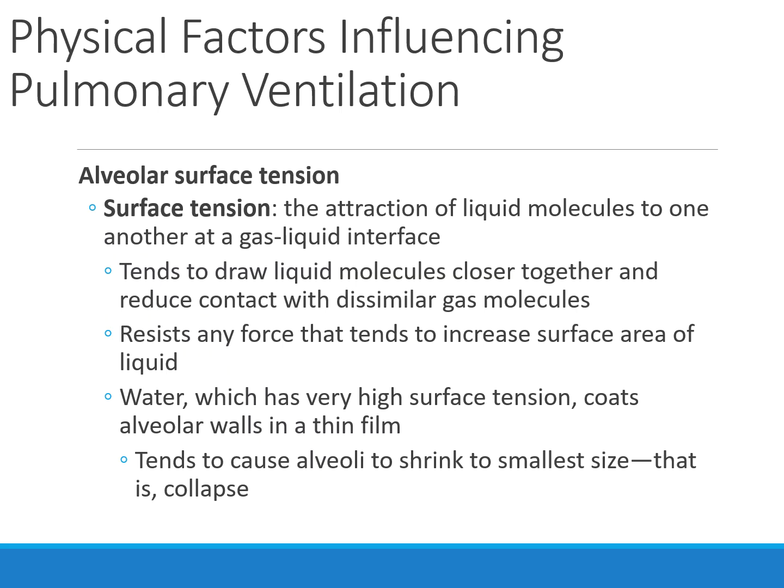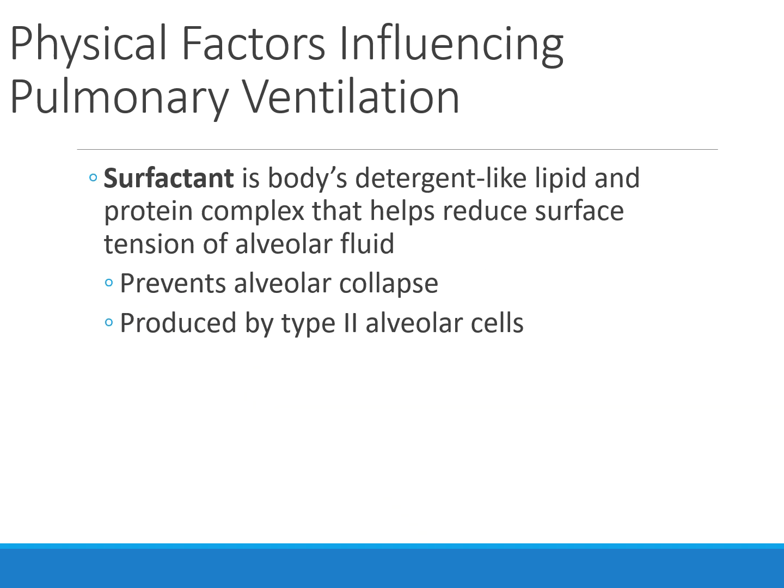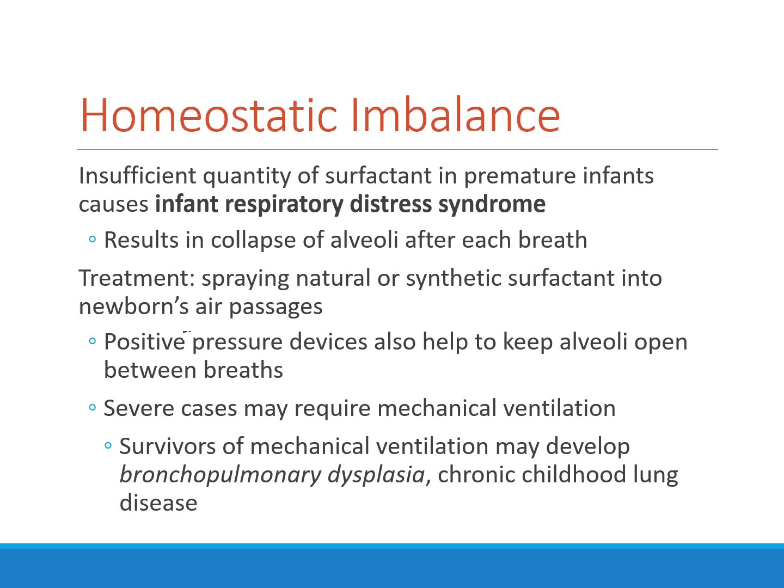Water has a really, really high surface tension. It coats the alveolar walls in a thin film, and that tends to cause the alveoli to shrink to their smallest size, in other words, to collapse. So what counteracts that is surfactant. This is your own detergent-like lipid-protein complex that helps to reduce the surface tension in the alveolar fluid and thereby prevents the alveoli from collapsing. This is produced by the type 2 alveolar cells.